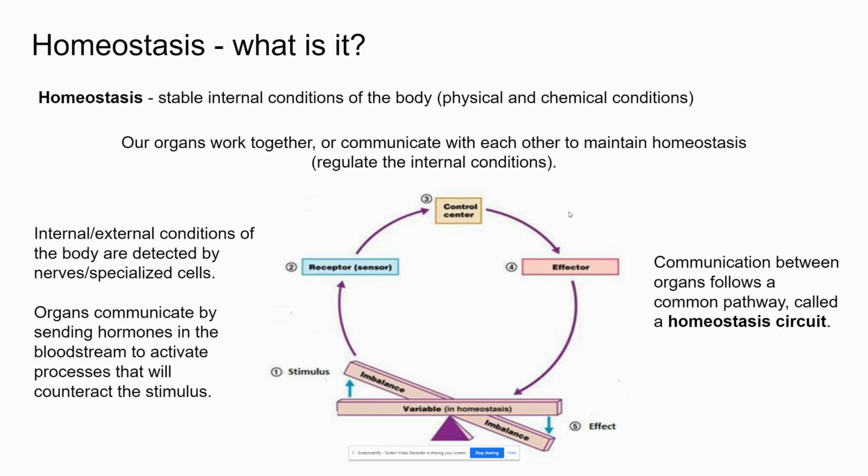The pathway of detection, communication, and action to maintain homeostasis follows a common pathway. We call this the homeostasis circuit, and it's what you're seeing in this picture. So let's learn more about this homeostasis circuit and the roles that organs play within the circuit.